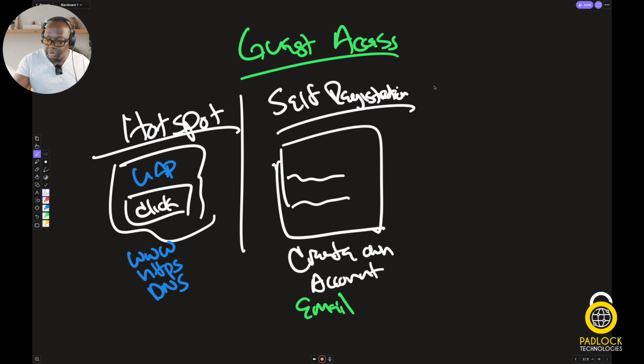Now, the difficulty of this is it's fairly easy, but users still have to go through the whole self-registration process, right? They have to know, hey, I've got to fill out this information. I've got to look at my email address. And then when I get the username and password, I get on. The next one is sponsored.